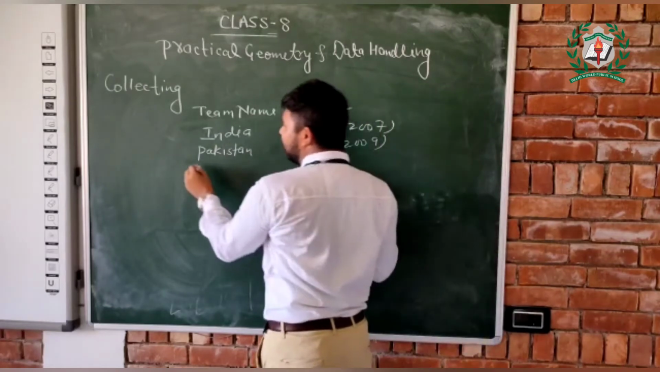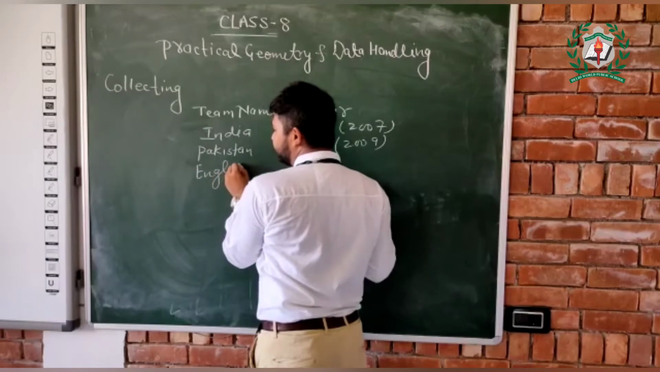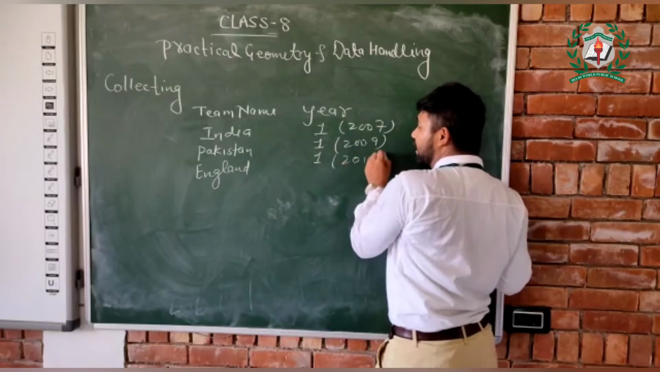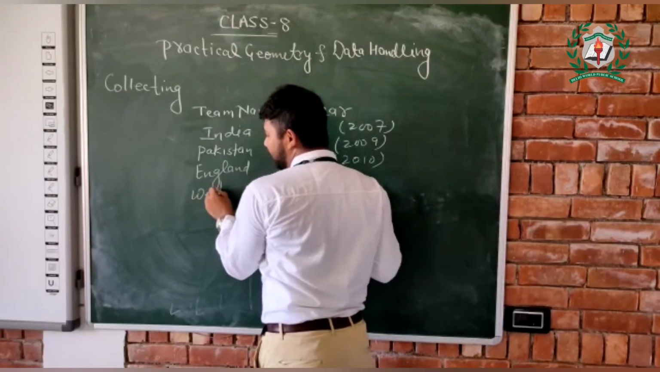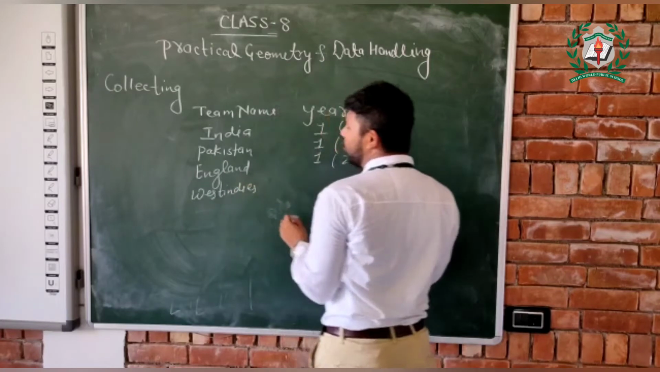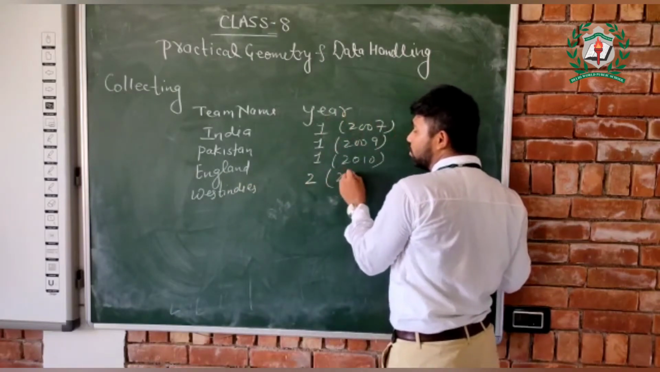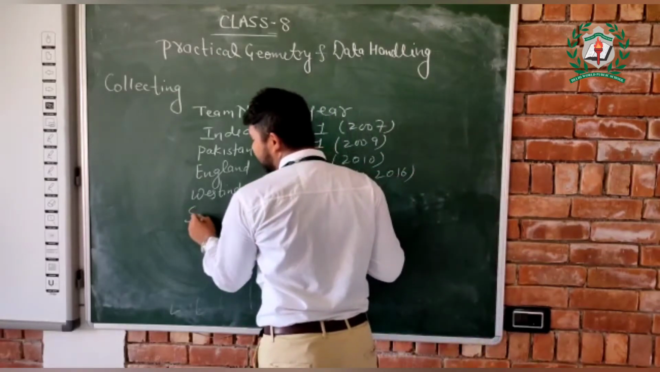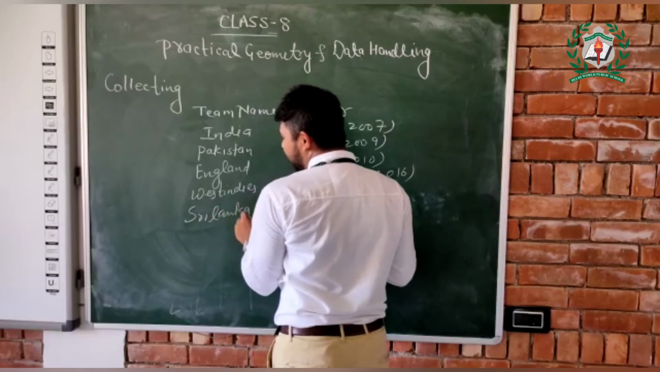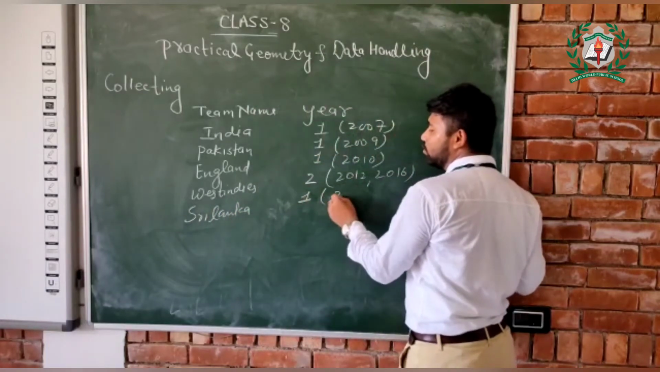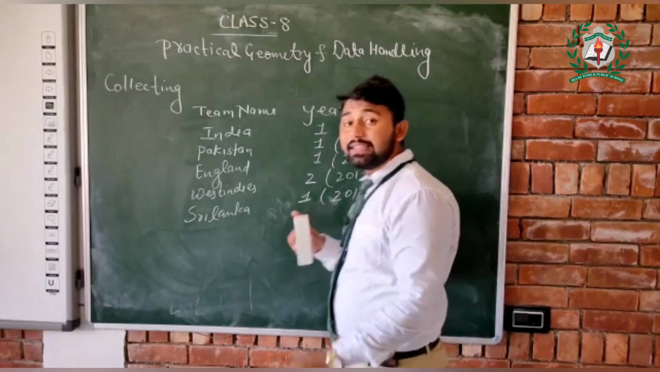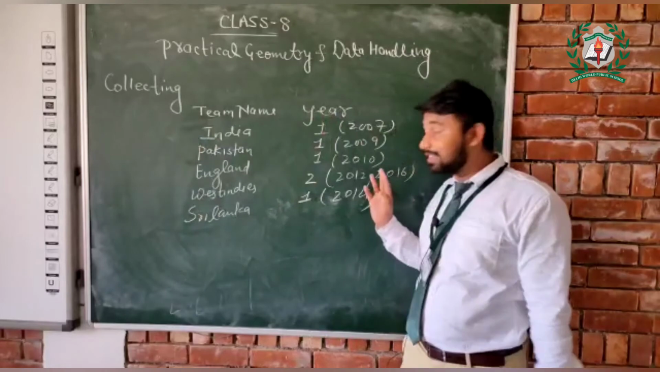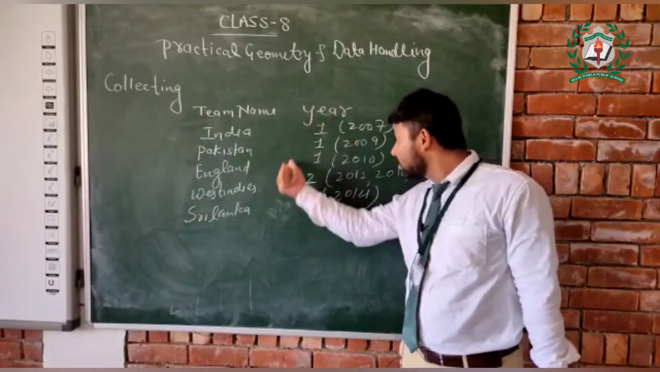England won the T20 World Cup for the first time in 2010. West Indies won the T20 World Cup two times, in 2012 and 2016. And the last one is Sri Lanka, which won the T20 World Cup for the first time in 2014. So this is the list of the winning teams of the T20 World Cup and the year of each win.